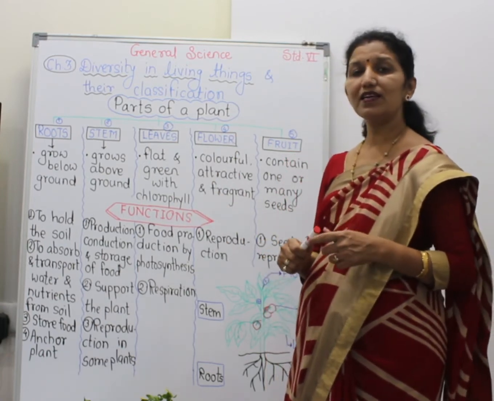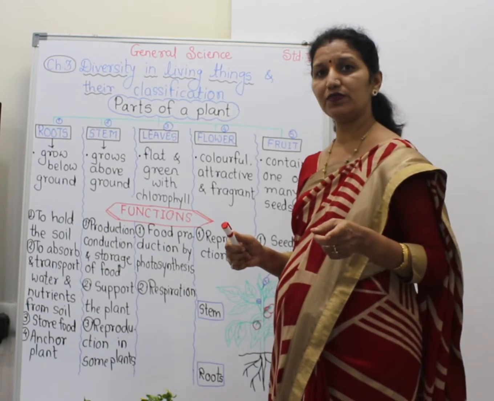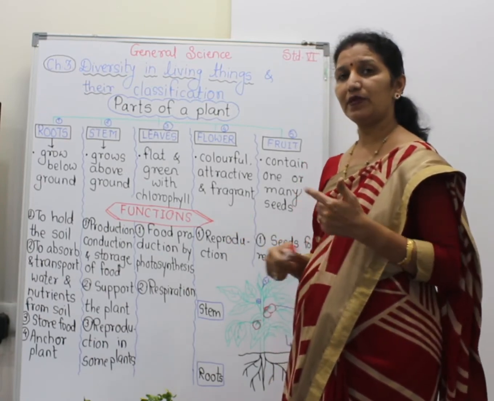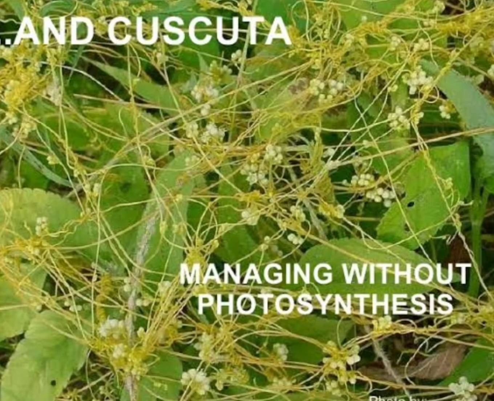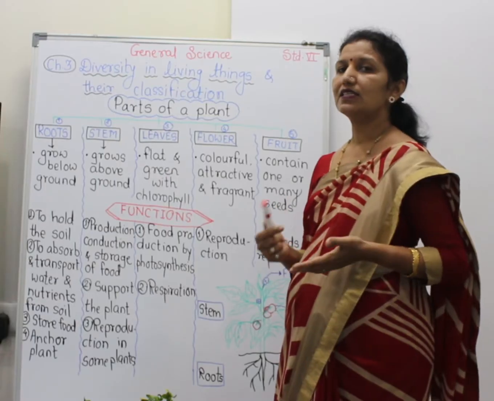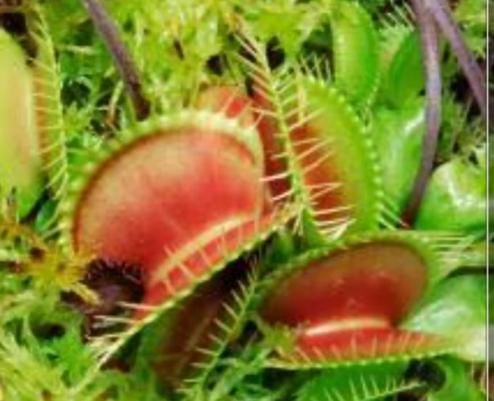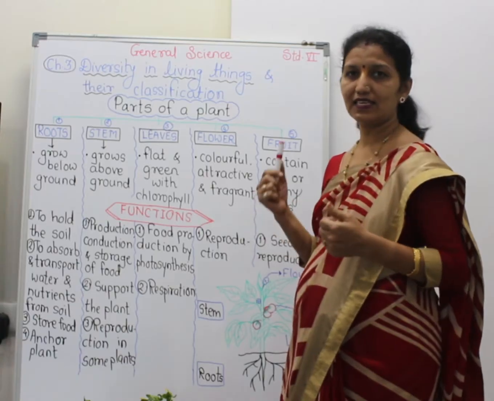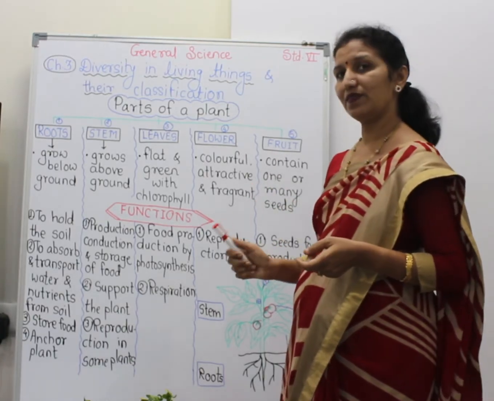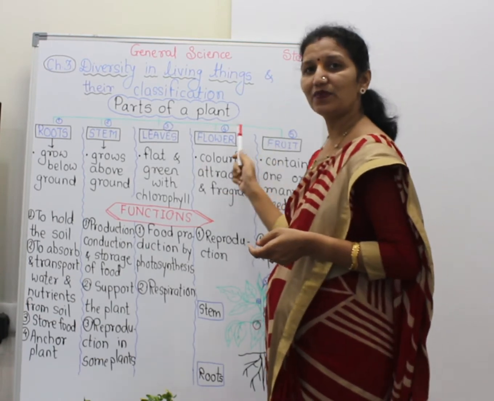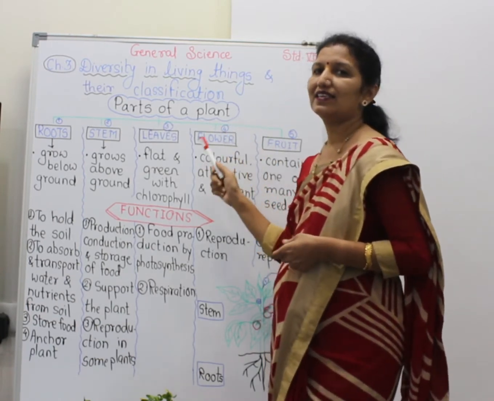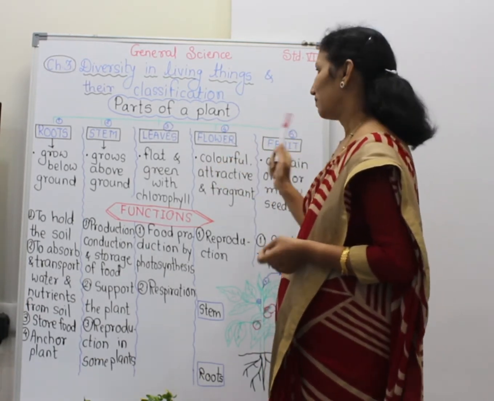Whereas some plants cannot prepare their own food. They depend on other plants for their food. They are called heterotrophic plants. Whereas some survive by eating insects, and these plants are called insectivorous plants that we will see in detail later on. First of all, we will see the structure of a plant and the parts of a plant.